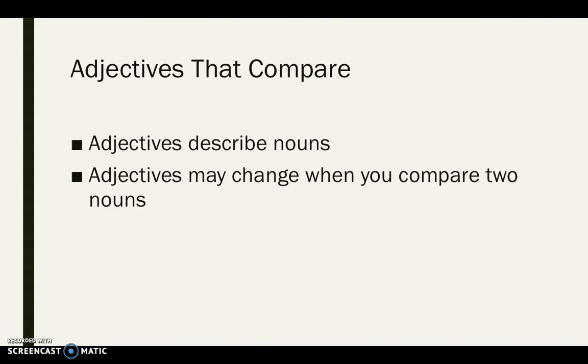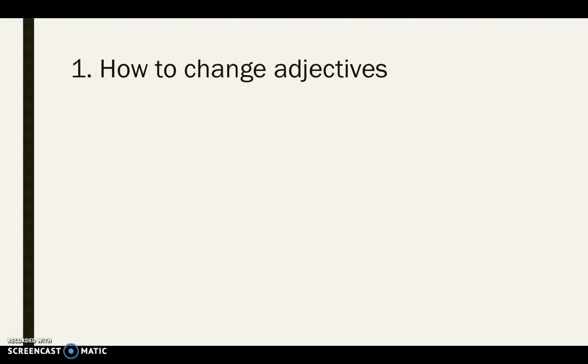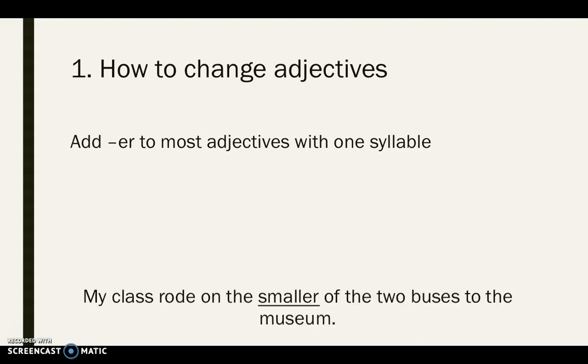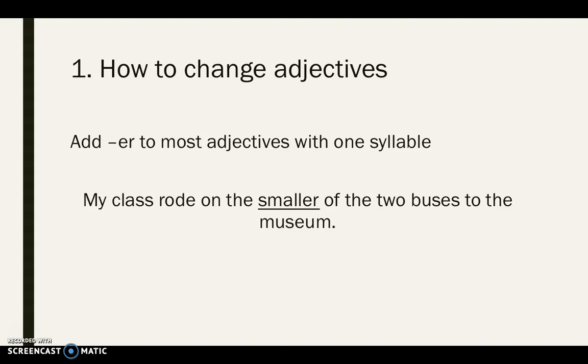There are 3 different things that you can do to change an adjective, and we're going to go over all 3 of those things. The first way you can change adjectives. Just add ER to most adjectives with 1 syllable. Now you know what syllables are, so when you look at an adjective, you have to decide how many syllables there are. So my class rode on the smaller of the 2 buses to the museum. Small is 1 syllable, so we just add ER. It changes to smaller.